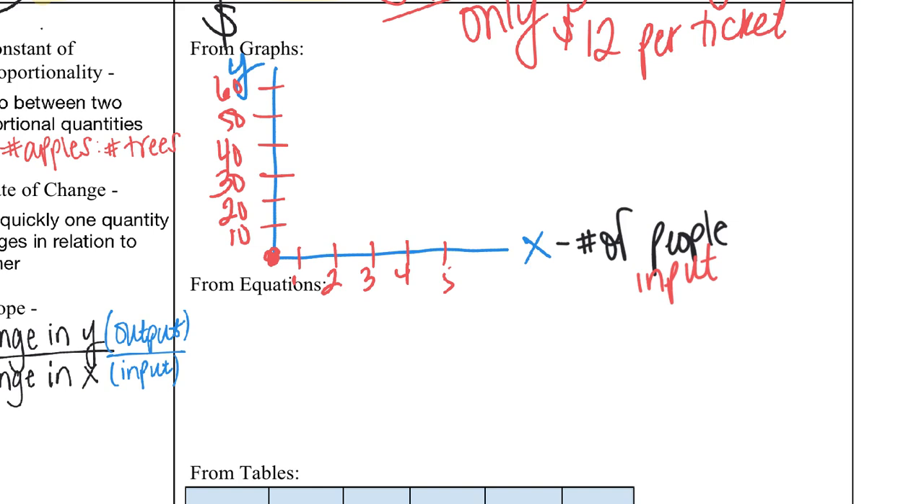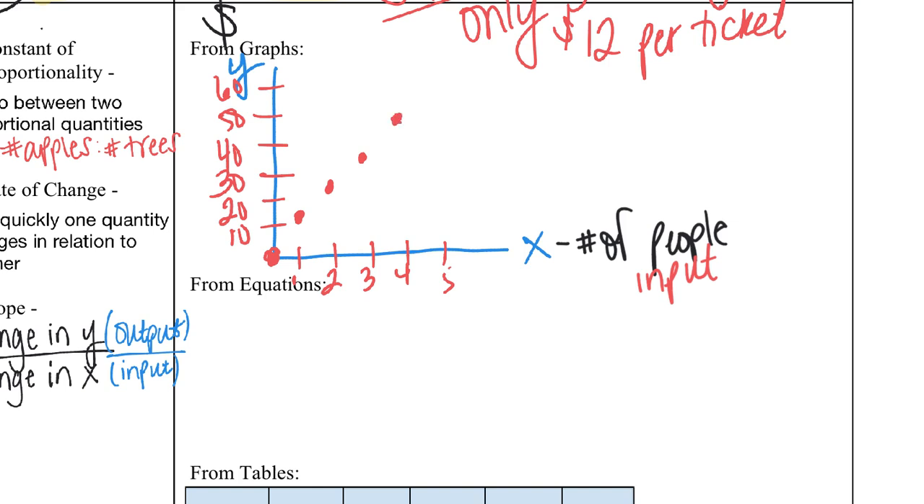So if one person goes in, it's going to be $12, right here in between 10 and 20. If 2 people come into the movie theater, they're going to be making $24 right here in between. If 3 people come to the movie theater, 12 times 3 is 36. And you should be noticing something right now with the graph. If 4 people go in, 12 times 4 is 48, almost up to 50.